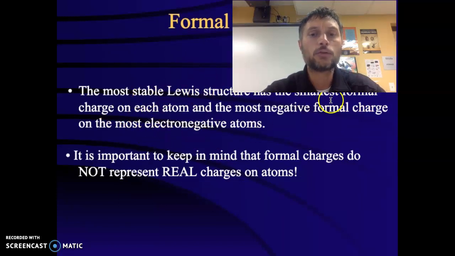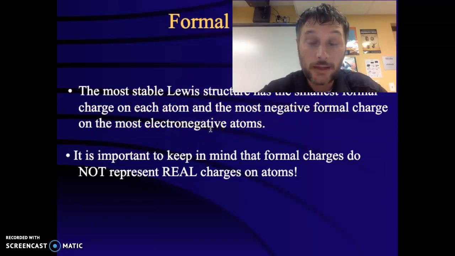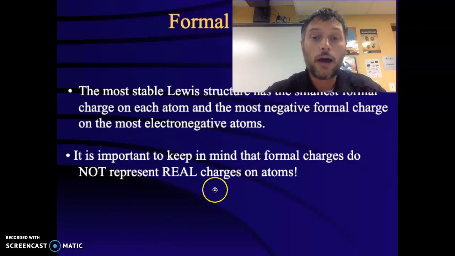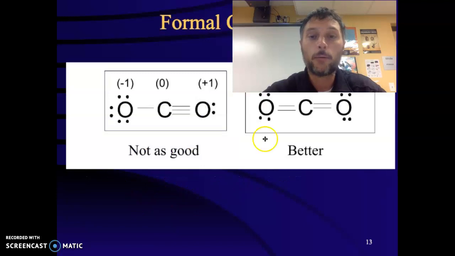The most stable structure has the smallest formal charge and the most negative formal charge on the most electronegative atom. So think about the periodic table and where electronegativity increases and decreases. So these are not real charges. These are representative. So here's an example.